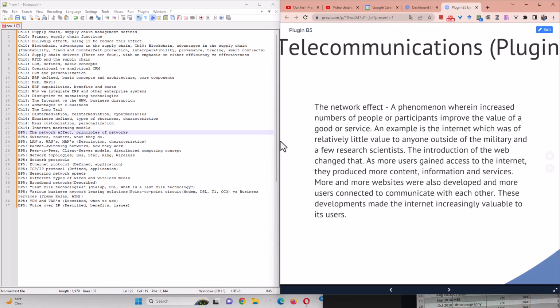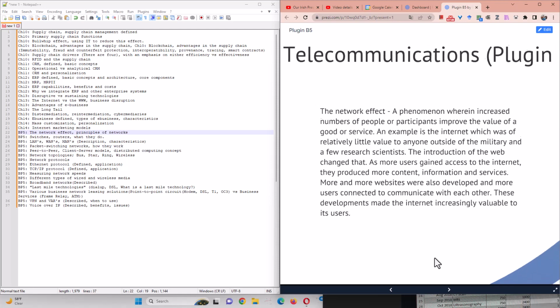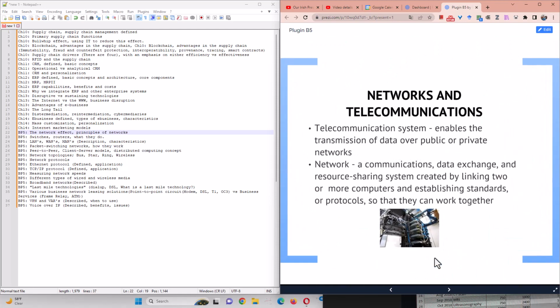And with plugin V5, you need to know what the network effect is. The network effect, of course, is the more users that gain access to the network, the more they produce content, information, and services. There actually is a formula for the network effect. It's the number of nodes to the power of the number of nodes minus one, as far as the number of potential connections between the number of hosts on the network.